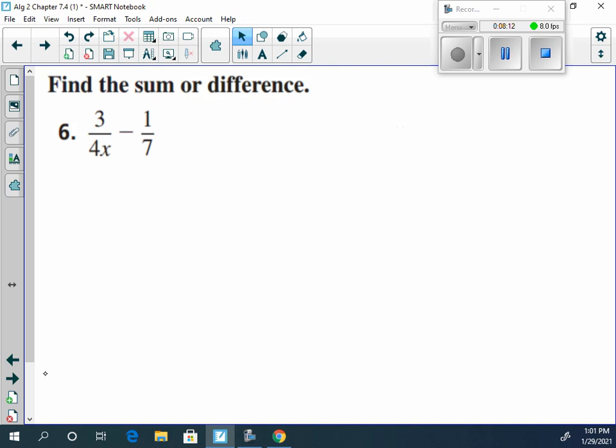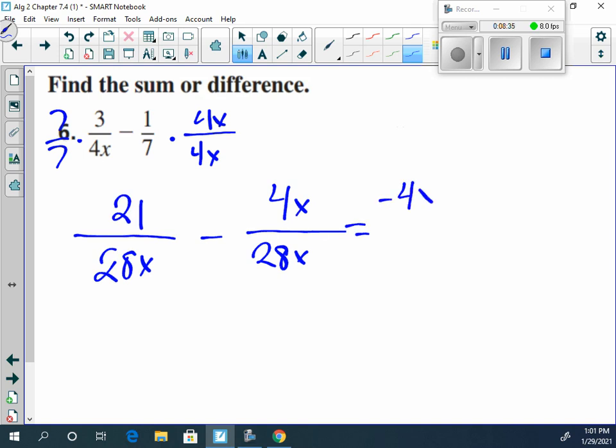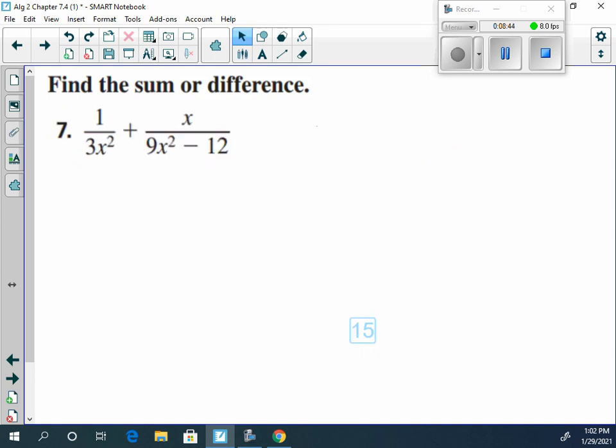Yeah, no. I mean, we could do this here, but really, what we would be doing is I'd multiply this by 4x over 4x, and this one by 7 over 7, to get 28x over 4x and 21, which would give us negative 4x plus 21 over 28x. And that'd be it. There's not too much to that one.